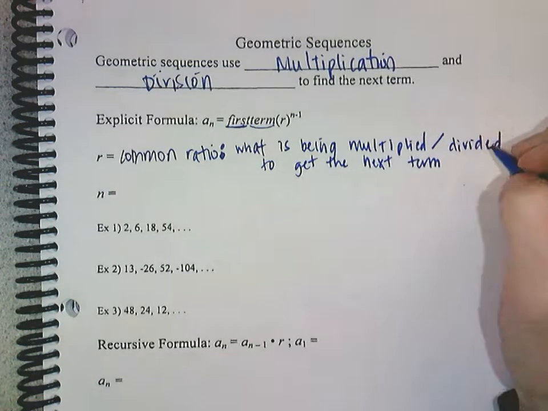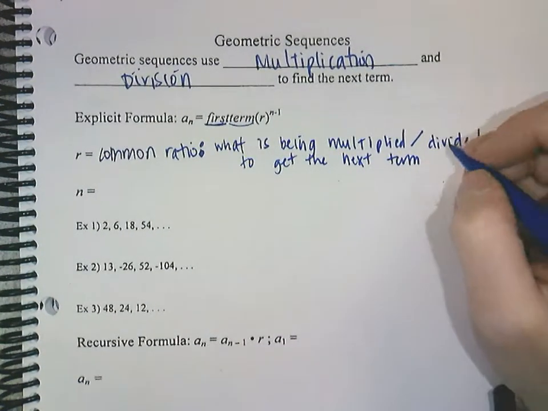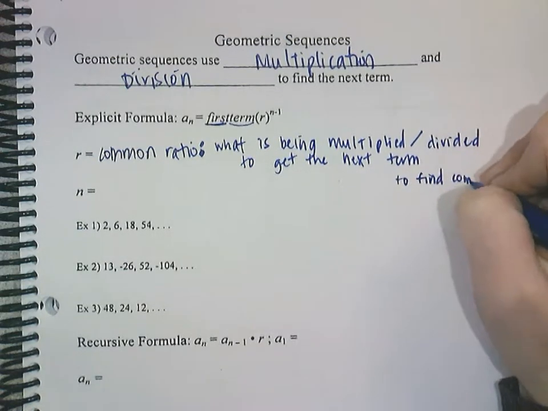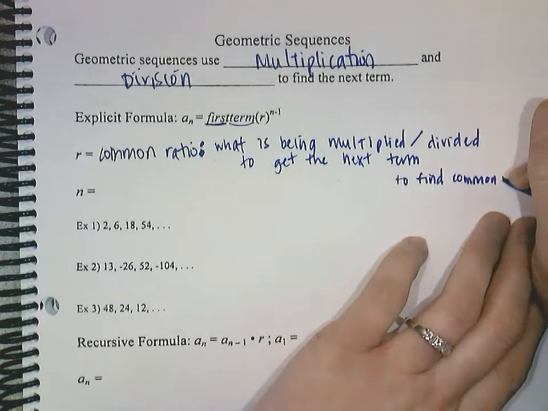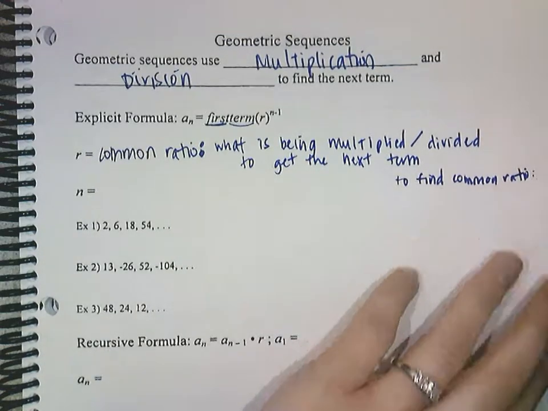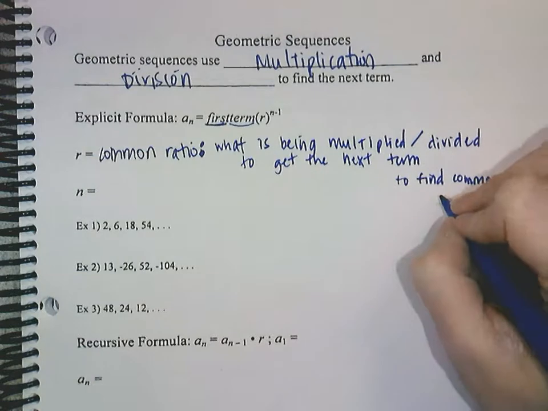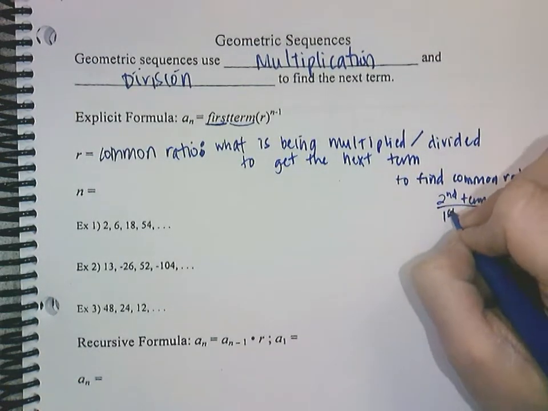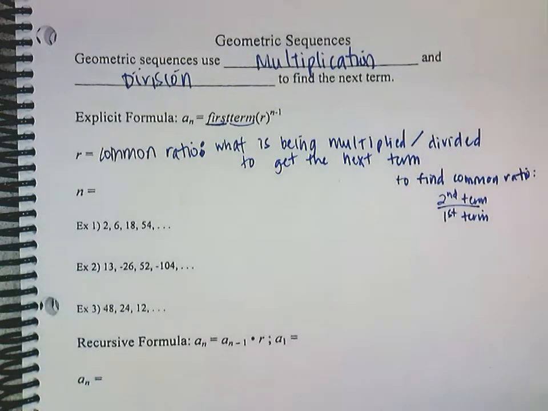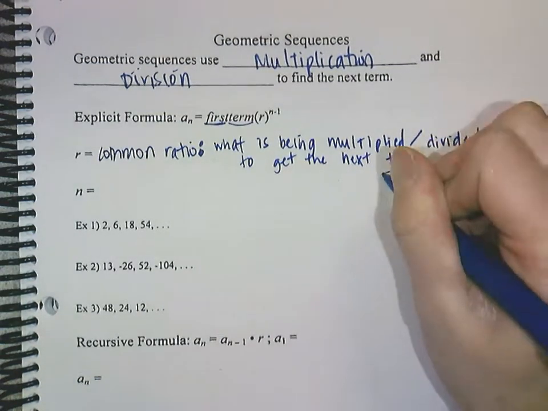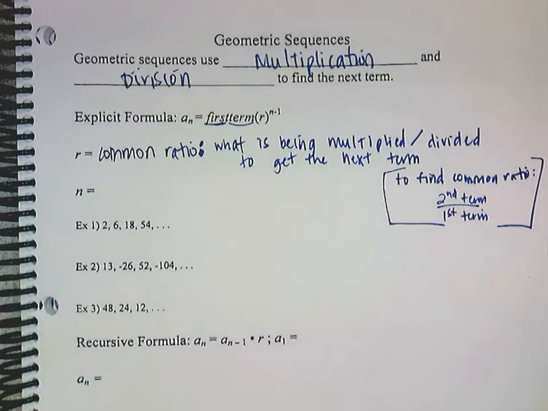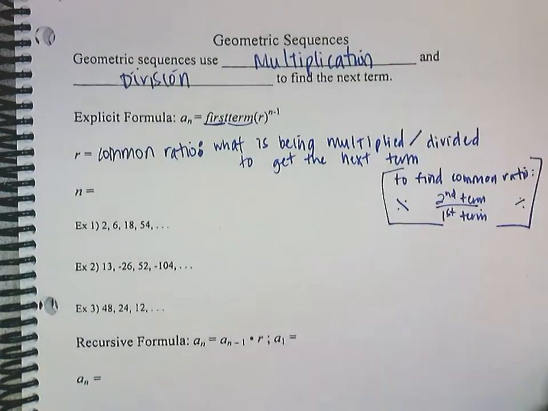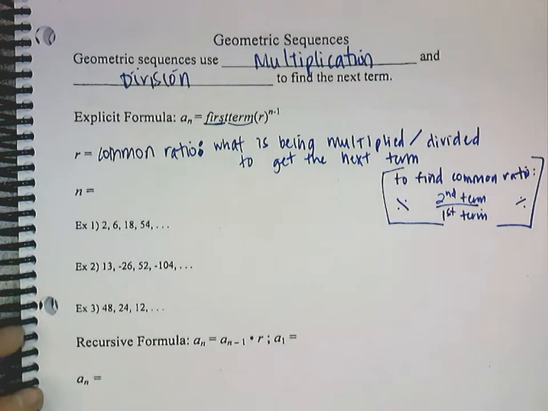Now we need to figure out how to get the common ratio. To find the common ratio, you take the second term and divide it by the first term. This is very important. I'm going to put little division signs there so we don't forget.